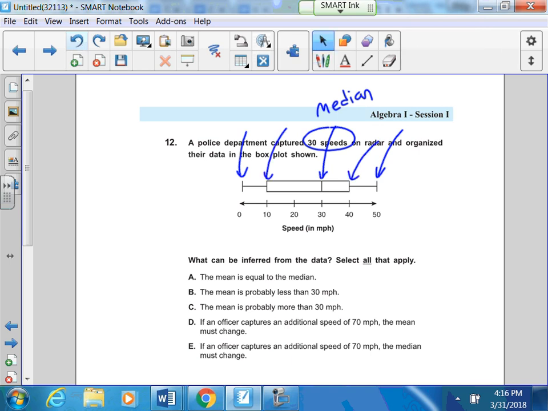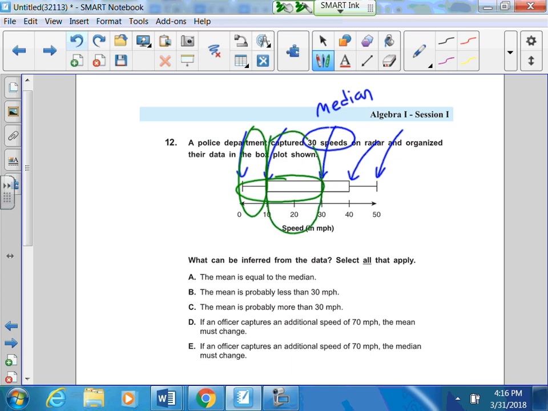10 would represent the median of the first half. So there were the same number of speeds recorded from 0 to 10 as there was from 10 to 30. And 40 is the third quartile, and that's the median of the second half. That means there was the same number of speeds recorded from 30 to 40 as there were from 40 to 50.